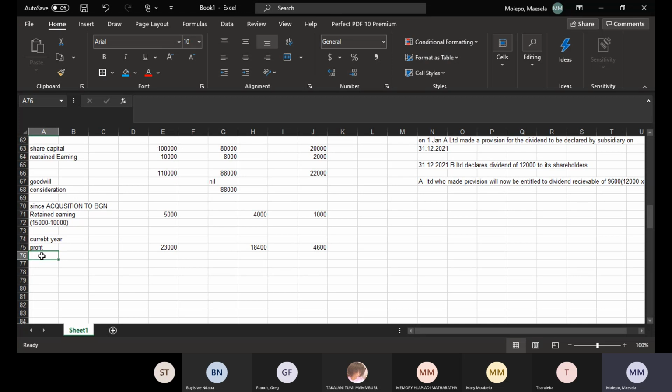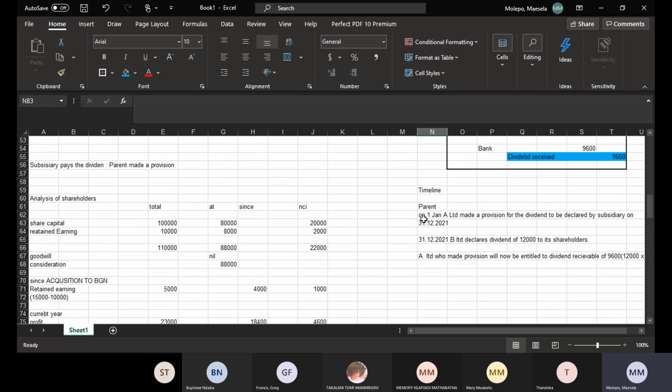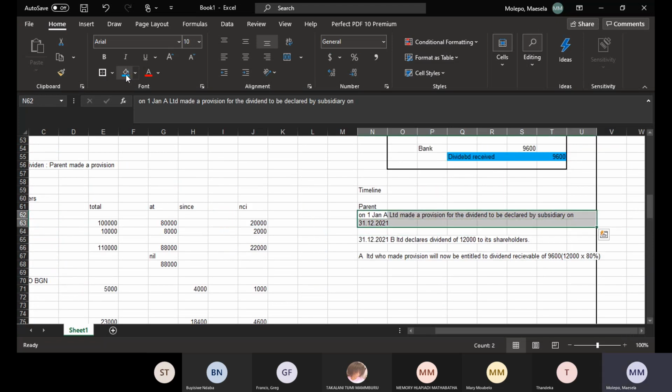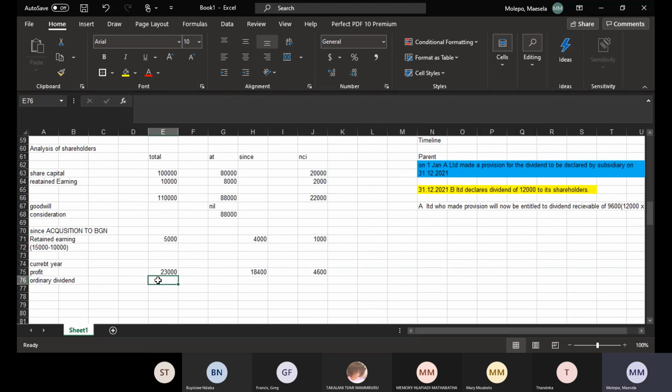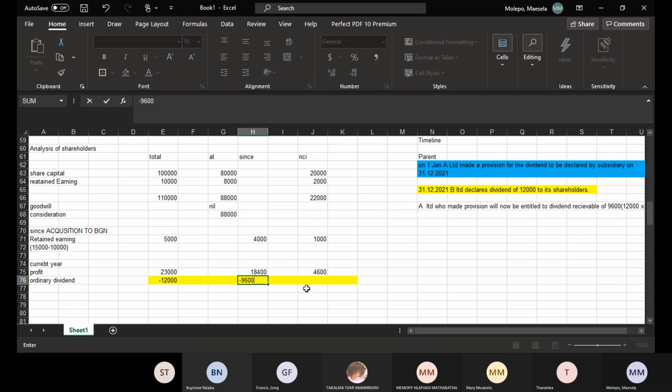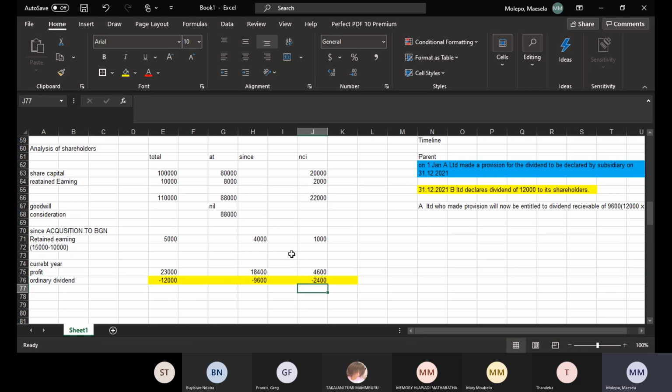So me as the subsidiary, I now declare the dividend. He, as the parent, made a provision here, and then I declare. So this will be the recording of the dividend declared by me here. So I declare the dividend of how much? 12,000. And then he as the parent will be entitled to 9.6. And then the non-controlling people will be entitled to the 2.4.